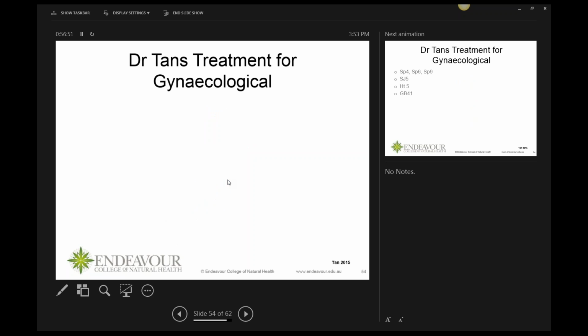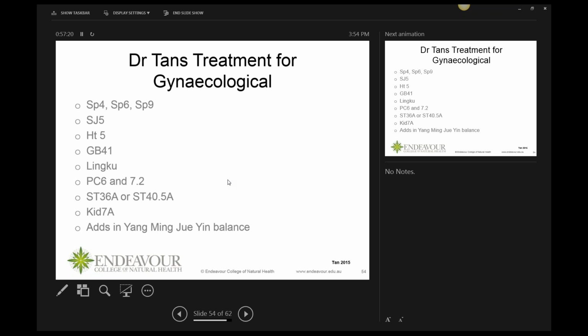But then he took it to a whole other level, where Dr. Tan's treatment for anything gynae is spleen 4, spleen 6, spleen 9, Sanjiao 5, heart 5, gallbladder 41. With pretty much the exception of Sanjiao 5, I was using those points for many gynae problems. So when we put Sanjiao 5 in, then we start getting this balancing treatment. Then he combines it with the treatment that we just saw for anything uterus related.